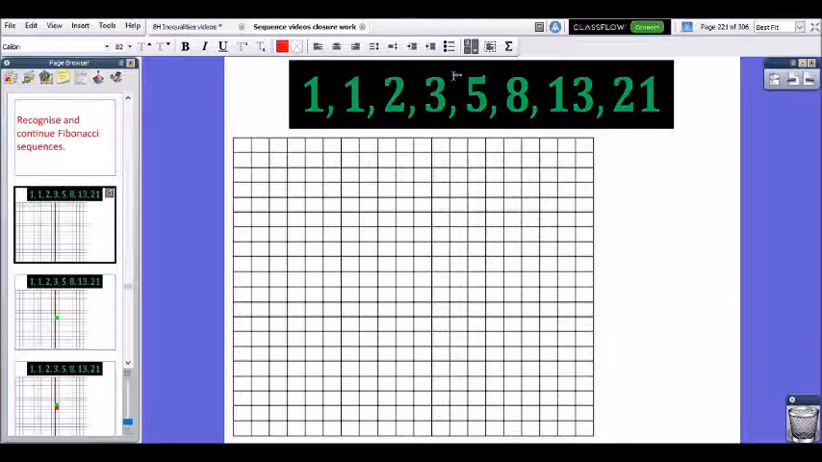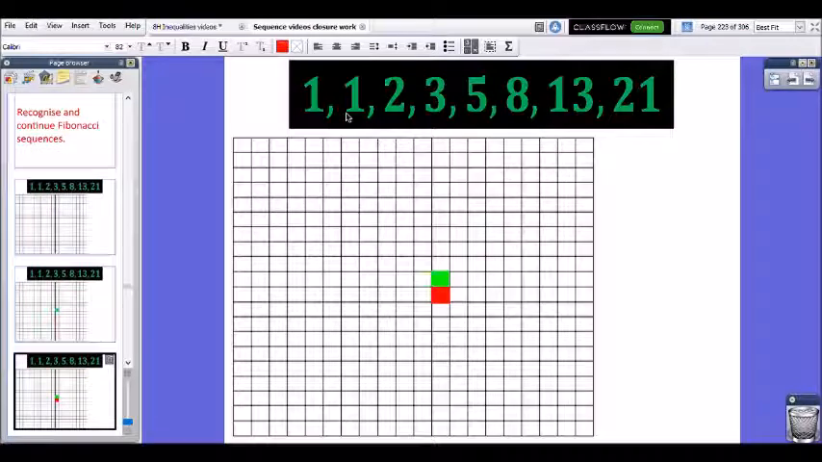Something very interesting happens when you try and sketch these numbers on a grid. So if I have a square grid like this, let's take my first term 1. Let's say 1 represents a 1 by 1 square. Let's add another 1 by 1 square to my grid, because 1 is the second term in my sequence as well. The third term in my sequence is 2. Let's add a 2 by 2 square to this diagram.